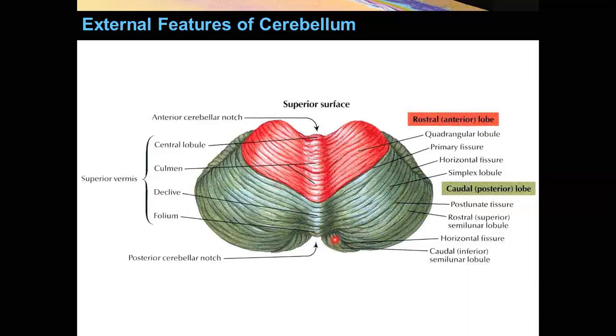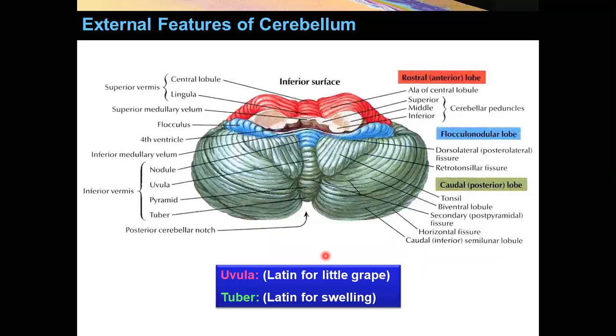Here is the horizontal fissure. You can see it from the inferior view here. Posterior cerebellar notch, which is occupied by the cerebellar falx. Falx means sickle. Now you see the external fissures on the inferior surface of the cerebellum.